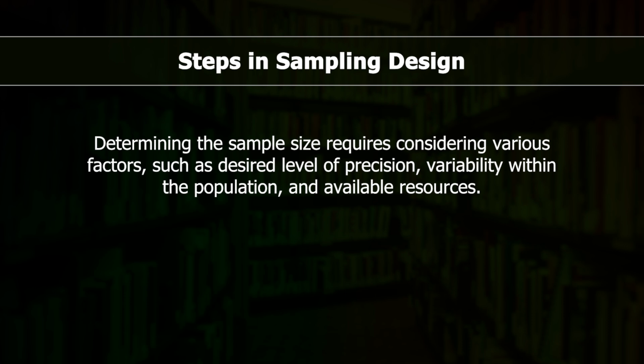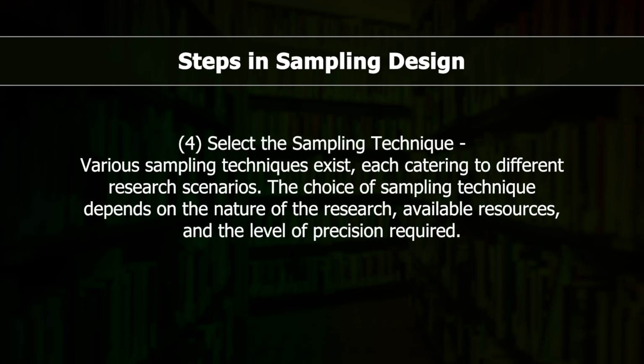Determining the sample size requires considering various factors such as desired level of precision, variability within the population and of course the available resources. Fourth step, select the sampling technique. Various sampling techniques exist, each catering to different research scenarios. The choice of sampling technique depends on the nature of research, available resources and the level of precision required.